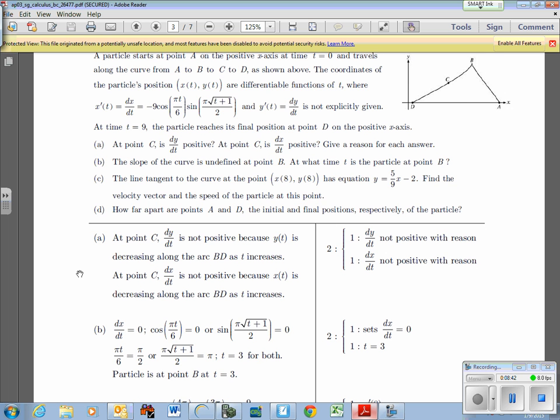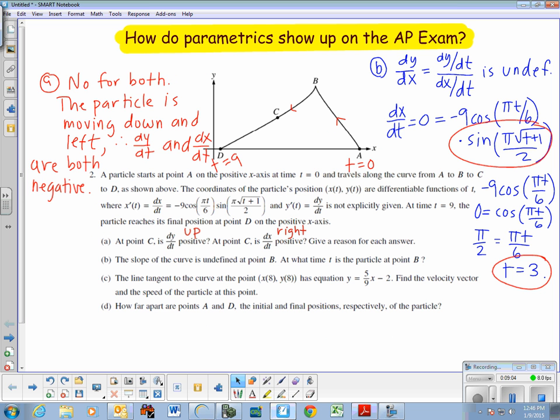Part B, set dx dt equal to 0. Solve and get t equals 3. And it works for both of them. T equals 3 gives you dx dt equals 0 because the sine part and the cosine part are both equal to 0 at that point. They didn't both have to be, but they both were. All right, so there's 4 points we've gotten.